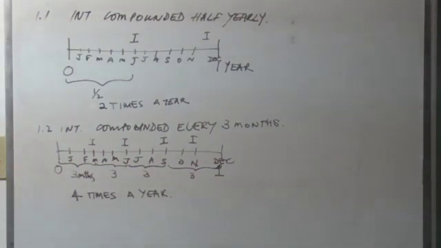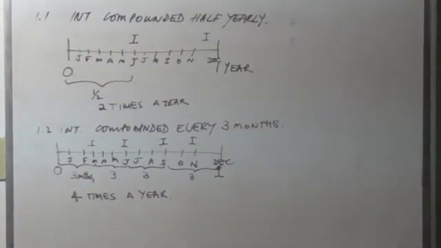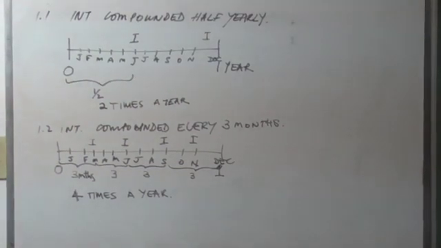Now it's very important to draw these timelines, to read the words carefully. Read the words carefully. Compounded every 3 months. Compounded half yearly. Draw the timeline. Work out the number of times you will get interest. Alright, so I've given you 2 examples like that. That should give you an idea of how to calculate how many times you get interest in a year. So, I think we have 2 more examples to do. Let's have a look at the next 2.